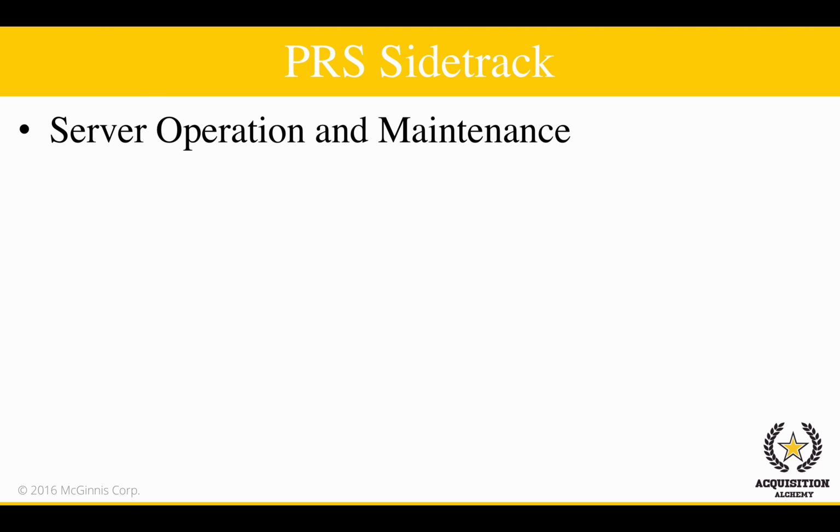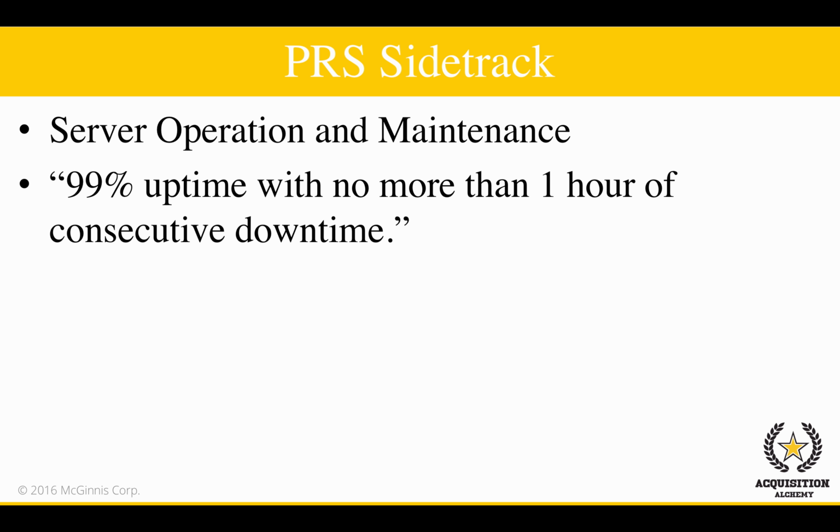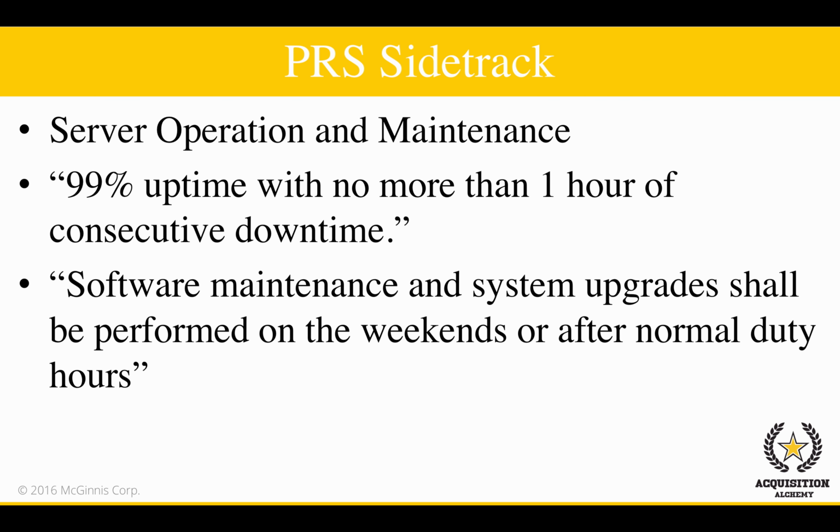row? So, for requirements with higher mission-critical services, you want to invest more time to smartly condition AQLs. One way of positioning this AQL might be something like 99% uptime with no more than 1 hour of consecutive downtime. Then, if we have more conditions, such as software maintenance or system upgrades, that need to be addressed, we can say something like, software maintenance and system upgrades shall be performed on the weekends or after normal duty hours, and elaborate more about that within the PWS.